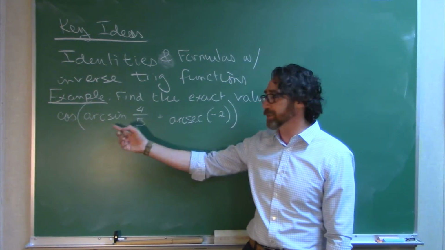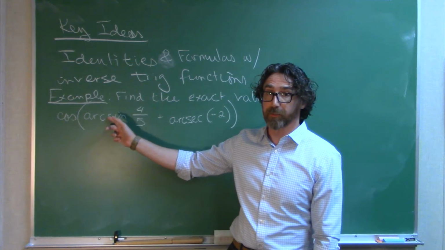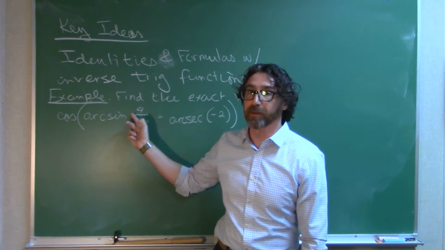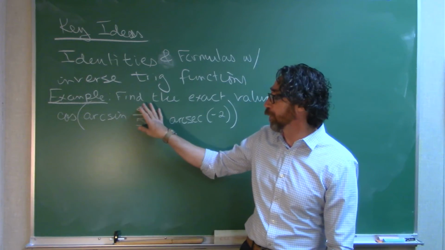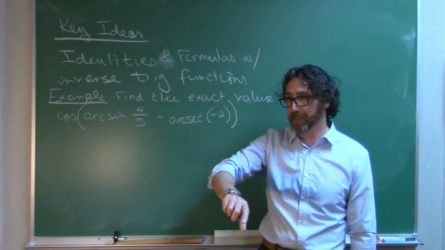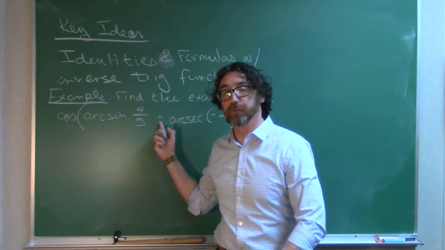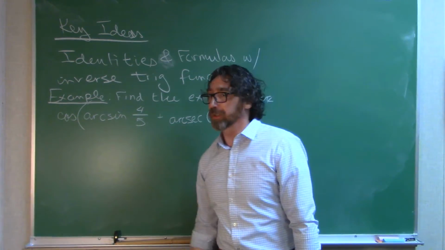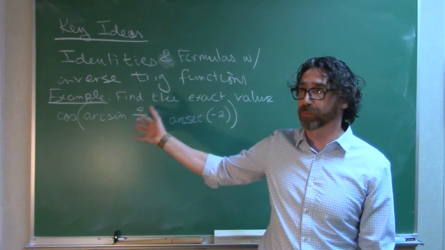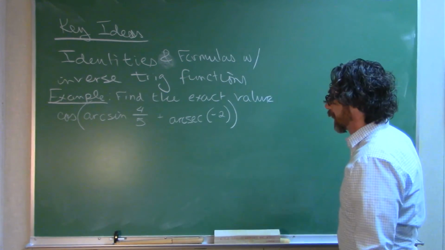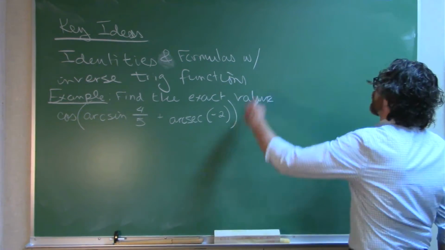Now each of these things is an angle, right? If I take the arcsine of something, it gives me an angle that would have 4/5 as its sine. Okay, so this is an angle. This is an angle. You add two angles, you get an angle. So it makes sense to talk about taking the cosine of this expression. Couple things I want to note here.